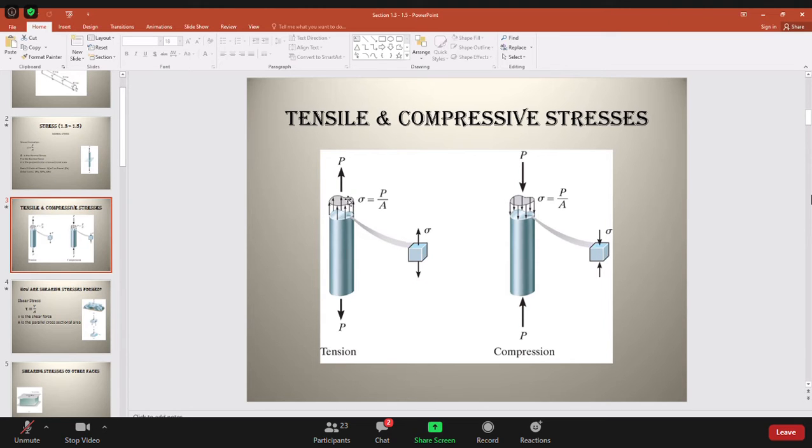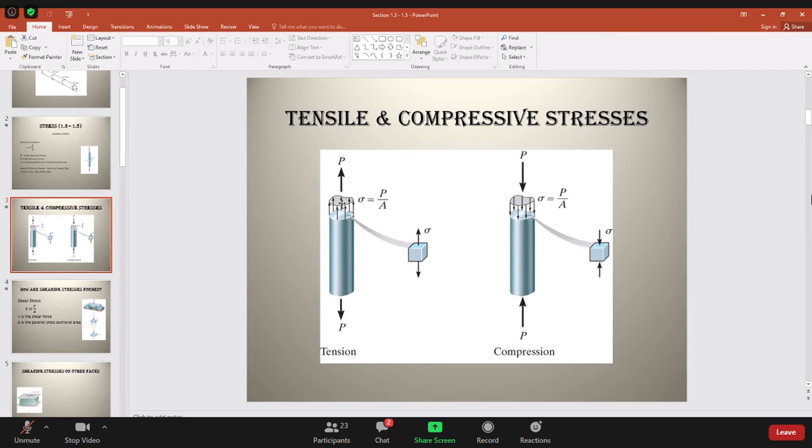And the area I've drawn on the board is a circular one, but this one is any general area. That's why it looks like this. There's nothing much to it. You could have an area in any shape or form. It will still be P over A, the sigma.